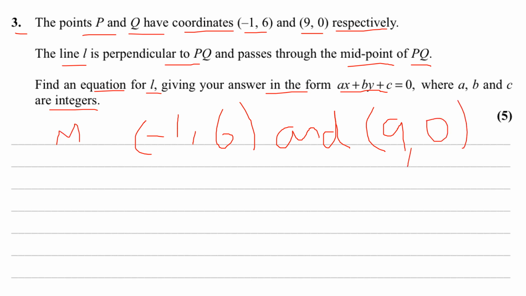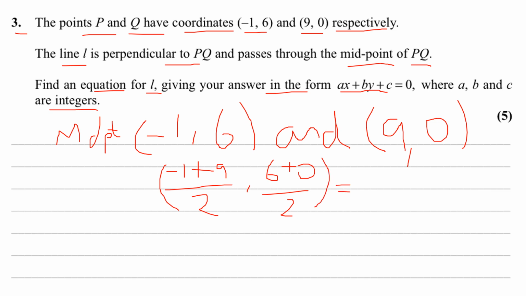So the midpoint of PQ: we are going to add the x coordinates and then halve it, and the y coordinates and then halve it. So we're going to have (-1 + 9)/2, and then (6 + 0)/2. When we do this, we get 8/2, which makes 4, and then 6/2 makes 3. So we get (4, 3) as our midpoint of PQ.